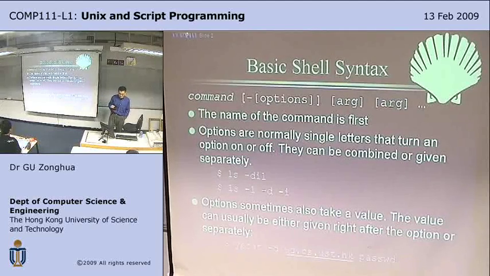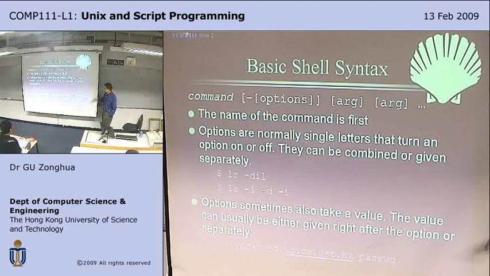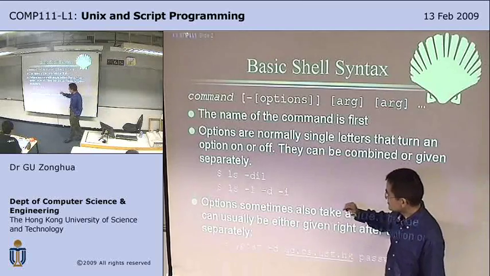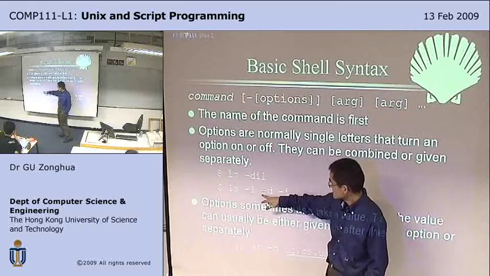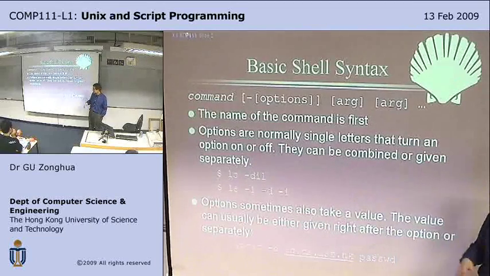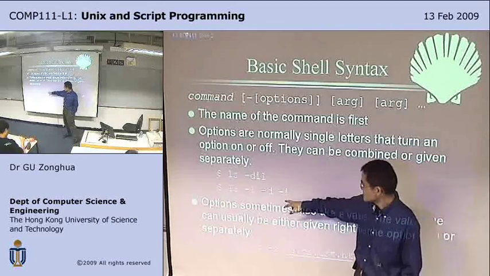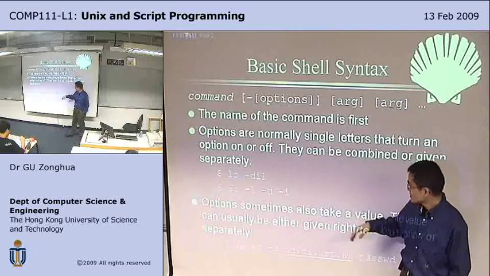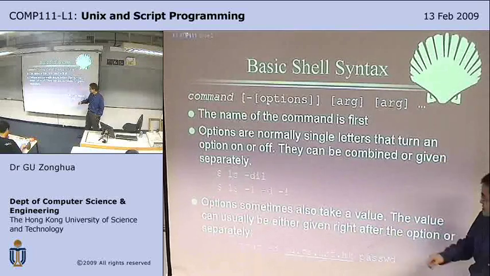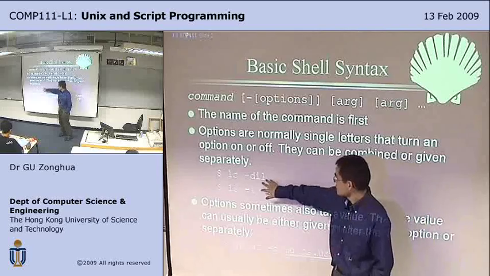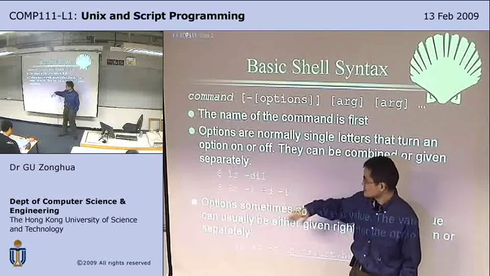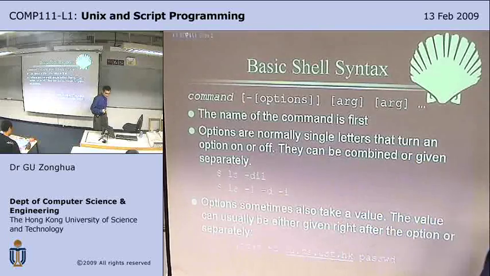Options are normally single letters that turn an option on and off. They can be combined or given separately. So if you say ls -l, it means long format, which will display detailed information. -d means display the directory information. -i means display the inode information. Or you can say ls -ldi without any spaces. It means the same thing as ls separately with -l -d -i.